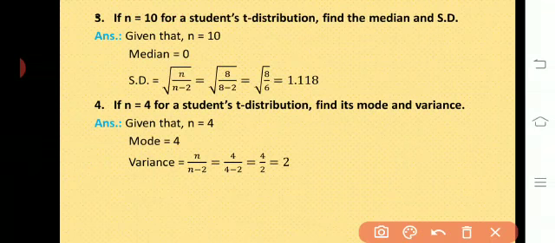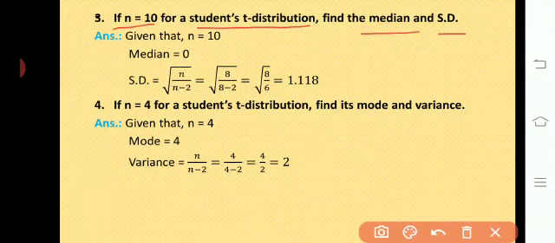Then come to the next question. If n is equal to 10 for a student's t distribution, find the median and standard deviation. Now here given that n is equal to 10, and we know that median of student's t distribution is always equal to 0, because we have seen one of the properties that for student's t distribution mean equals median equals mode, which is equal to 0. So median equals 0.